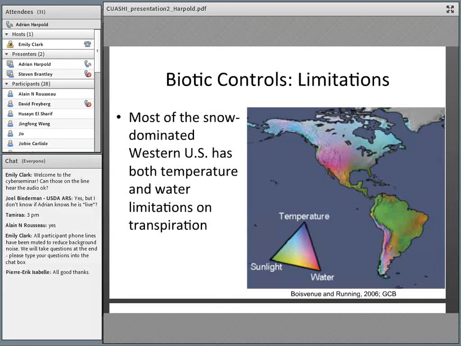And if you look at the western U.S., you can see that we kind of lie somewhere in that purple region. So we're somewhere between temperature and water limited. And so that means that, in some, there's not a lot of spatial resolution to this figure, but it means that we probably for some part of the year are temperature limited, and for some part of the year water limited.